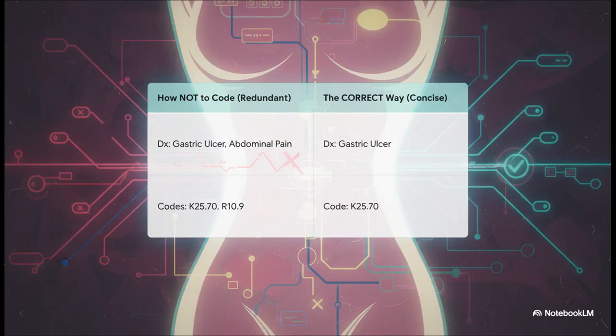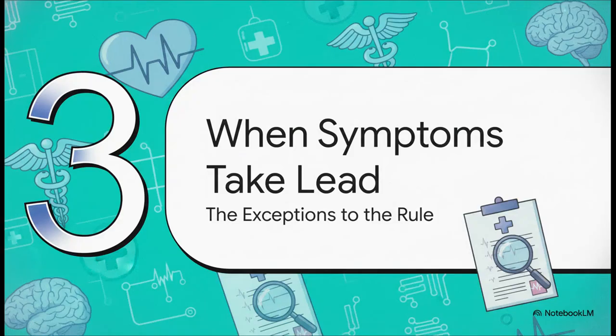Let's look at a classic example. A patient has a confirmed gastric ulcer, and they also complain of abdominal pain. Now, it's super tempting to code for both things, right? But wait, abdominal pain is an integral part of having a gastric ulcer. It's expected. So coding it separately is just clutter. The correct, clean, and concise way to do it is to code only the gastric ulcer, just K25.70, and that's it. You're done.